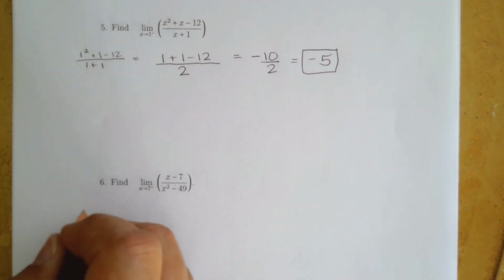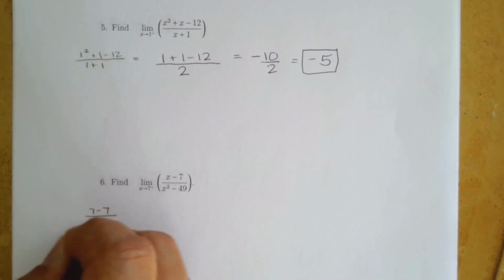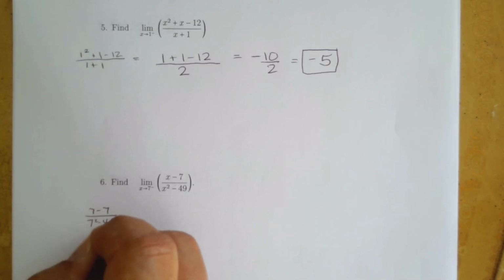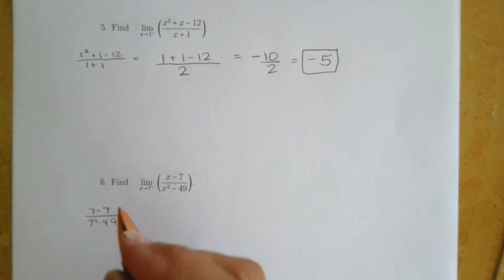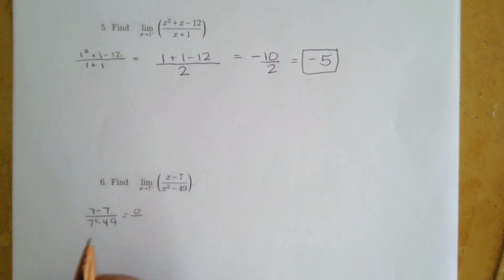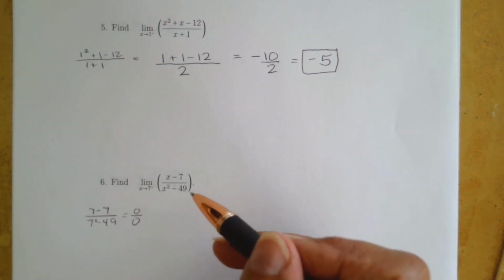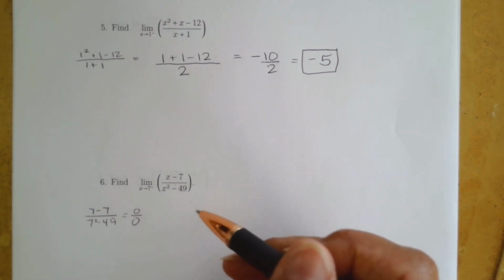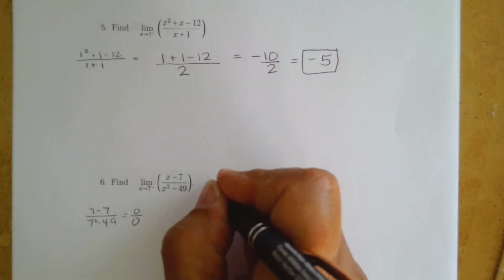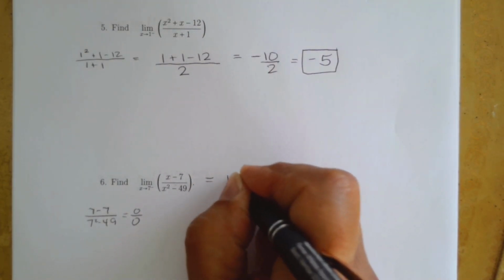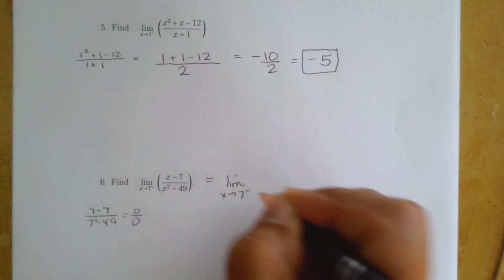So if I plug in 7, I get 7 minus 7 over 7 squared minus 49. This time, 7 minus 7 is 0. 7 squared is 49. 49 minus 49 is 0. So this one is indeterminate, which means I must factor and see what happens. All right, so the limit as x approaches 7 from the left.